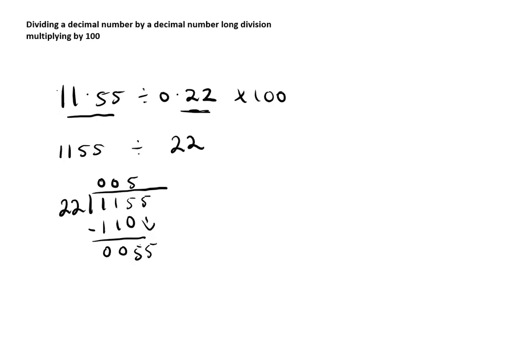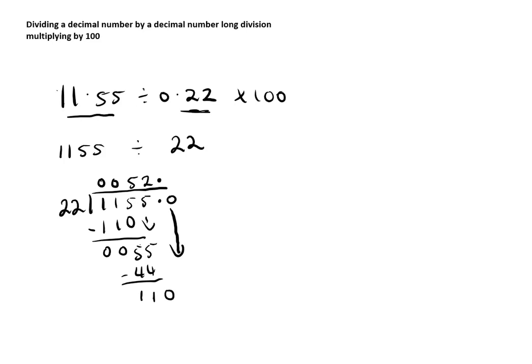Now we need to see how many 22s are in 55. Well, there are 2, because 2 times 22 gives us 44. We need to take those away. So 5 take away 4 is 1, and 5 take away 4 is 1. Now we're going to add our decimal point up here, and we're going to add in our 0 and bring it down.